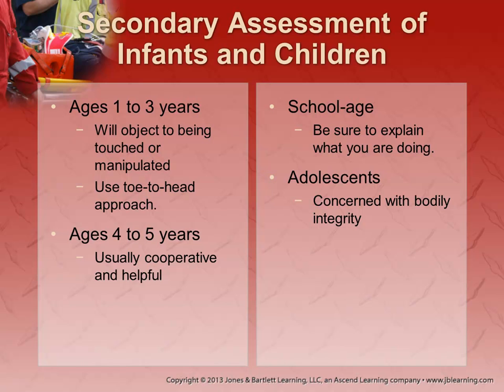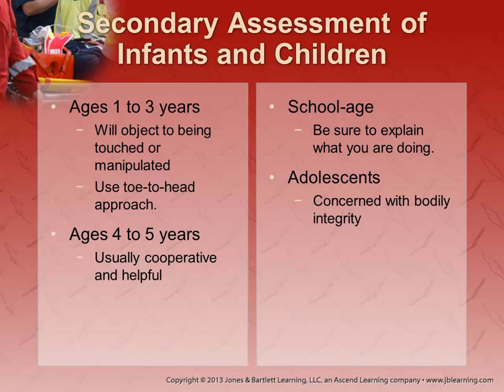4 to 5 years are usually cooperative. They have a lot of questions and like to be helpful. They like to know what you're doing, so talk to them on their level. They're also very literal thinkers. Don't tell them I'm going to take your blood pressure, because they'll be like, where are you taking it to? Where's it going?